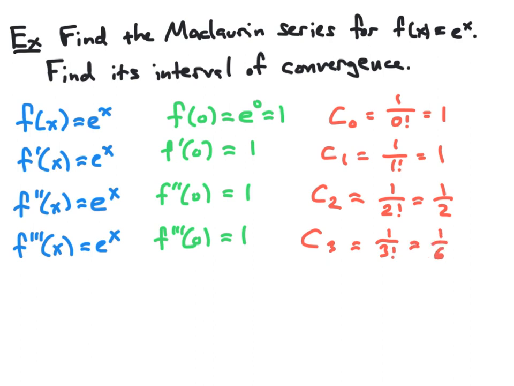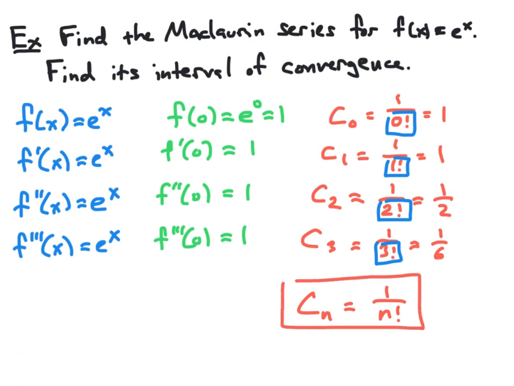So now we want to look at these values of c sub 0 through c sub 3 and try to find a formula for c sub n by looking for a pattern. And here what we hopefully notice is that each of these is the number 1 divided by the value of n factorial. And so we can pretty easily see that c sub n will be given by the formula 1 over n factorial. And therefore, these are the coefficients for our Maclaurin series for e to the x.